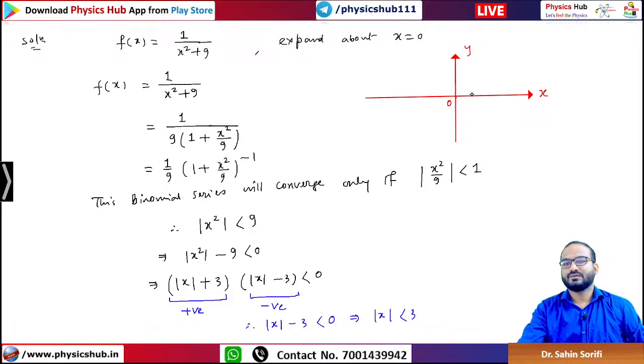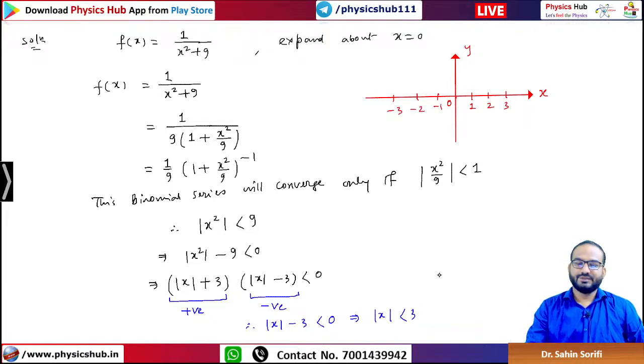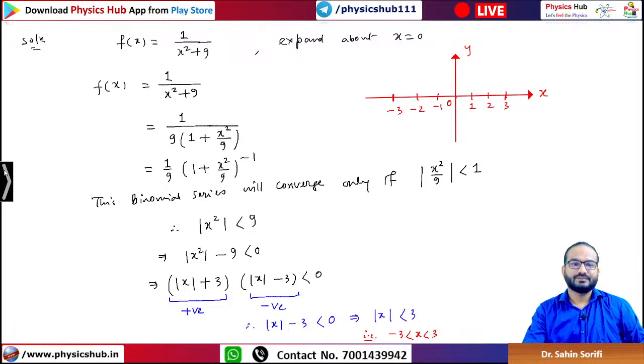This is 0, 1, 2, 3, and 1, 2, 3. So between minus 3 to plus 3, in between this, the series will converge. You can do it now.